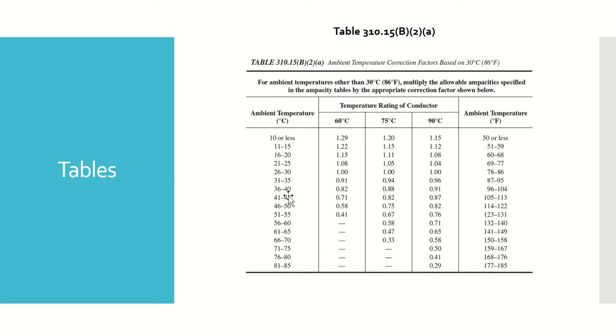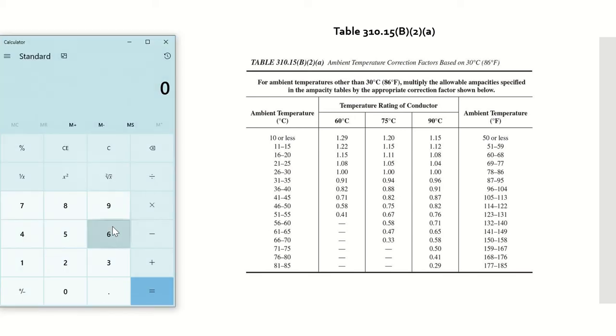So I'm going to find 40 degrees Celsius. And where this table matches up with my 75 degrees C, because my conductor jacket was a THW, I have to take that 65 amps and multiply it by 0.88 to find my allowable ampacity. So 65 times 0.88 gives me 57.2 amps.